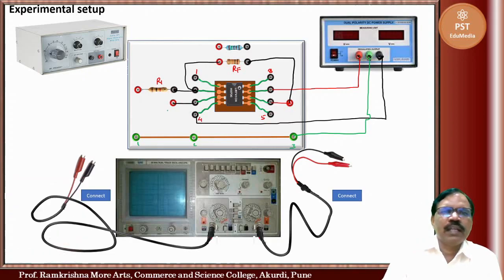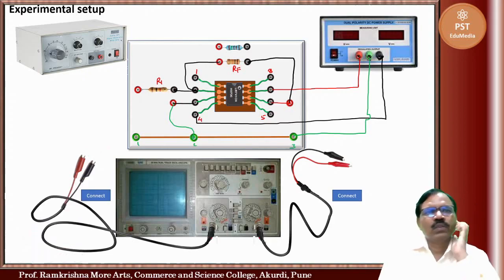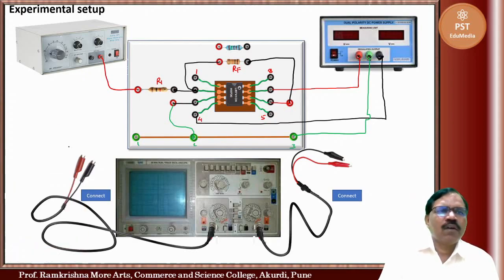So we will connect this pin number 3 to ground and we will apply input between R1 and ground. Here this is the function generator. So we will connect it here. Then we will connect the other terminal of the function generator to the ground. So we will connect here to the ground.